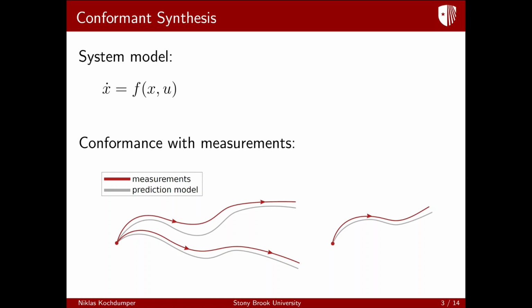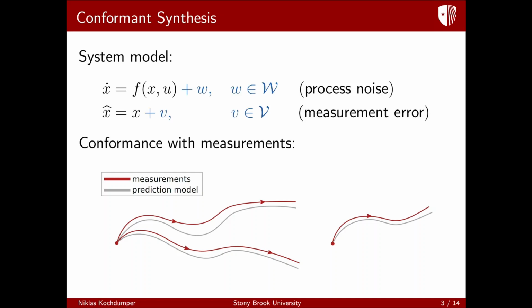Luckily, there's a solution to that, which is called conformant synthesis. And here the idea is to add a non-determinism to the model, so that it over-approximates all behaviors of the real system. So for example, we can add non-determinism in form of a process noise on the differential equation and in form of a measurement error on the output.